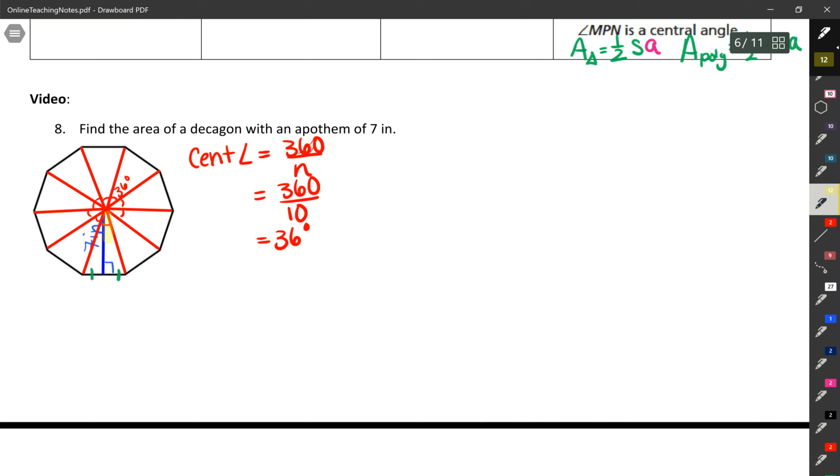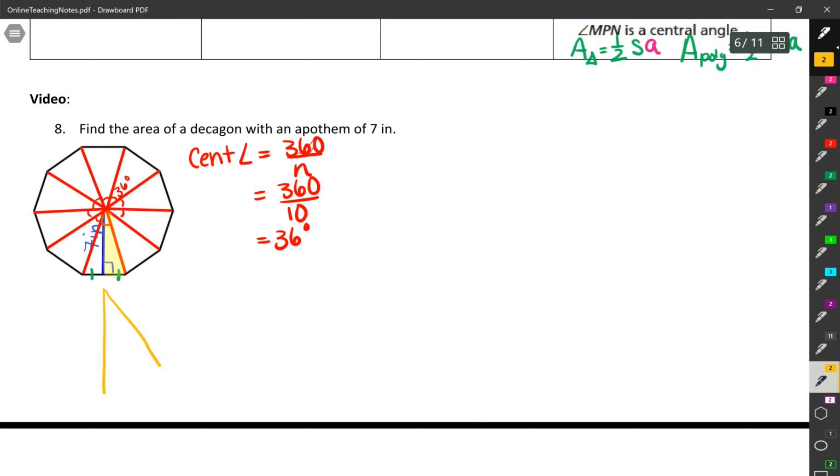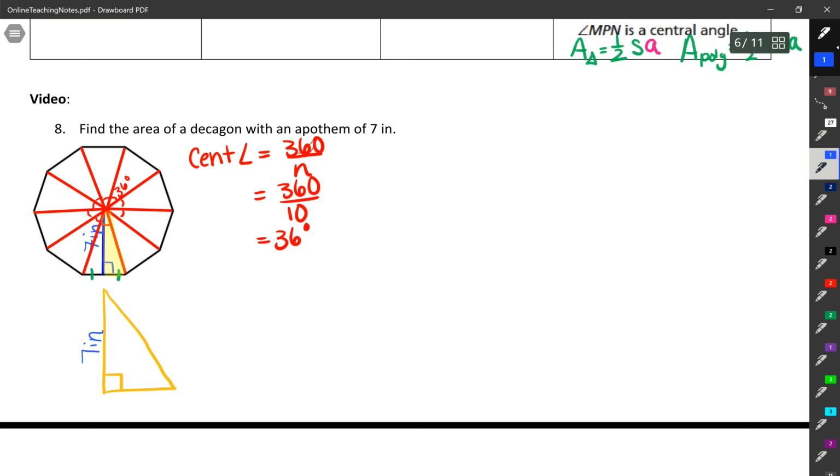So what we're going to be using is half of this red triangle here, what I just drew in yellow. So let me draw that in yellow separate. I'll just draw it right down here. So there's my apothem. I'm going to draw it bigger here. So that's the yellow triangle. And so we know that this apothem is 7 inches. And then we know that the central angle was bisected to give us then that this angle inside the triangle is going to be half of that 36 degrees. So that is 18 degrees.